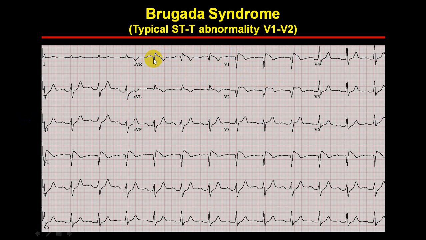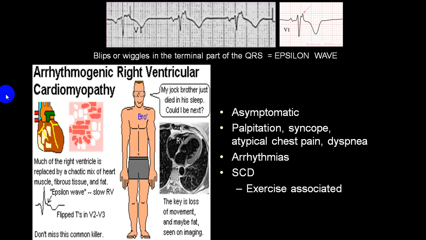Now simultaneously, if you see changes here in AVR along with V1, V2, you can utilize that for Brugada syndrome.